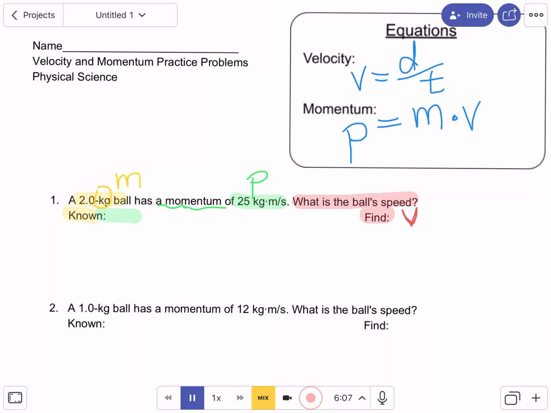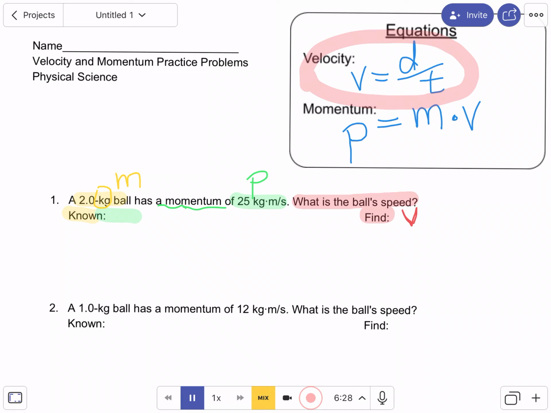So now that we have them, this is where these problems can get a little tricky if you're stressed out while you're thinking about it, is that they ask for the speed or velocity, but if we look at our speed and velocity equation up here, we don't have the right variables to solve that.